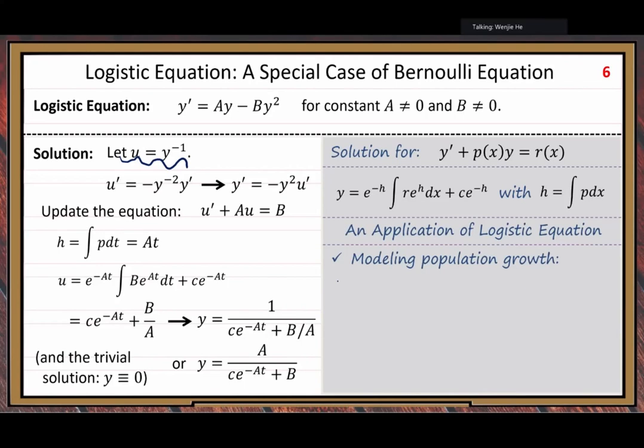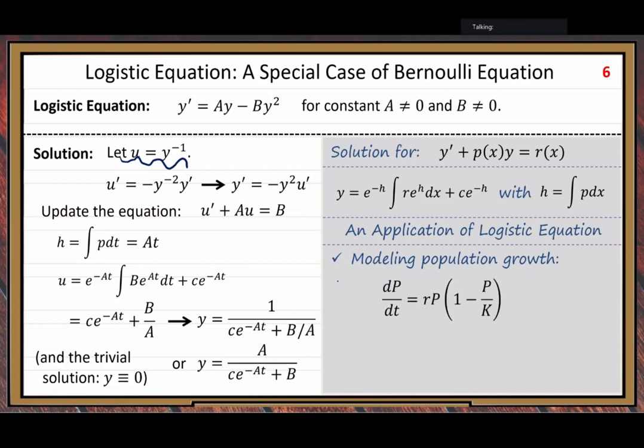Some further discussion and application of logistic equations. Modeling population growth. This equation is related to population. When we study population growth, we need to use some ODE to model it. This equation is pretty good in modeling population growth.